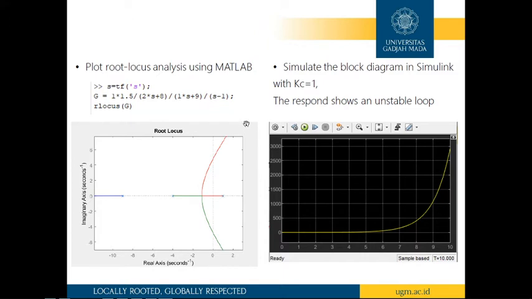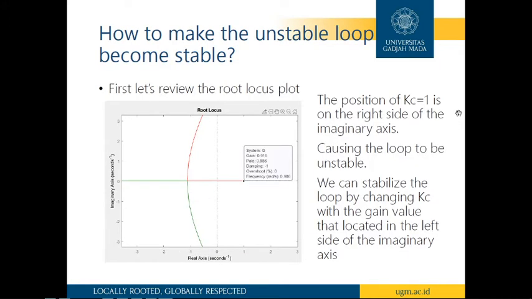And then the second step is we simulate the block diagram in Simulink, where Kc is equal to 1. Then the response from Simulink shows an unstable loop. Then the question is how to make the unstable loop become stable. First, let's review the root locus plot.